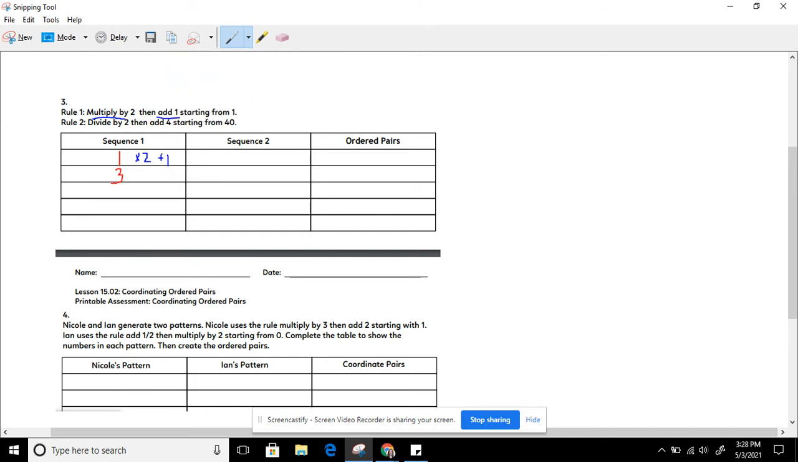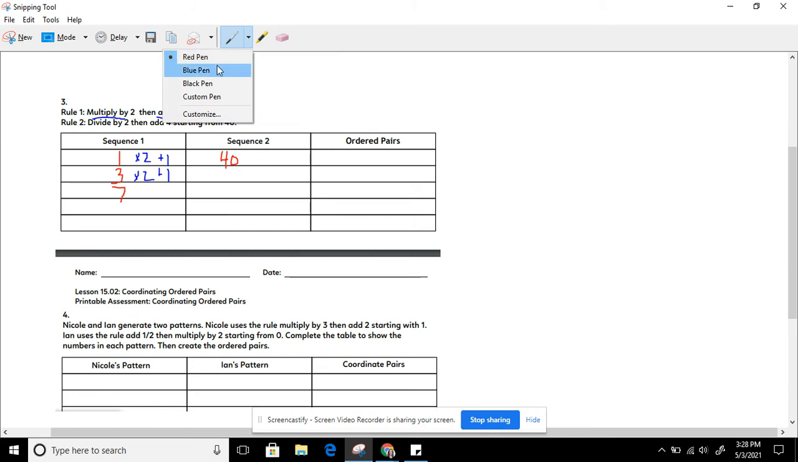You're going to follow the same rule. Multiply by 2, then add 1. 3 times 2 is 6 plus 1 is 7. So that's your next number. And then I'll let you finish the chart for sequence 1. For sequence 2, divide by 2, then add 4, starting from 40. So it gives us our starting number of 40.